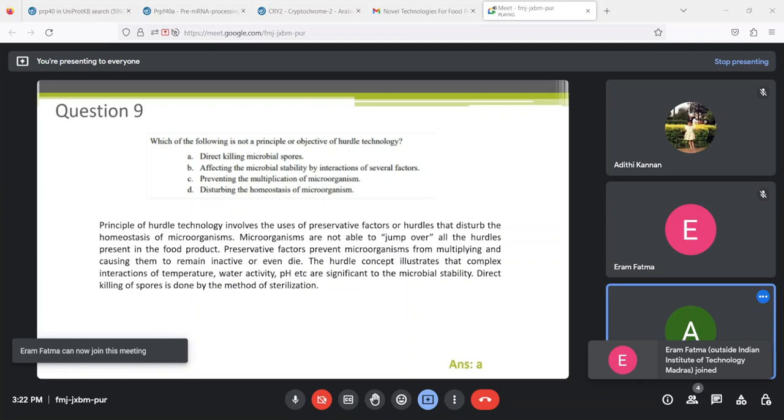So the answer is option A. Hope this is clear as to why direct killing is not possible. Because the first thing is that killing is not something that often happens in hurdle technology. It is more of inactivation that happens. And the second thing is that for killing of the spores, you require very high temperatures, and often in hurdle technology, you use milder conditions but a lot more conditions. Like you will have 5 factors coming in with milder conditions instead of one single factor at an extreme condition. That is what happens in a hurdle technology. So option A is incorrect, or not the principle of hurdle technology.